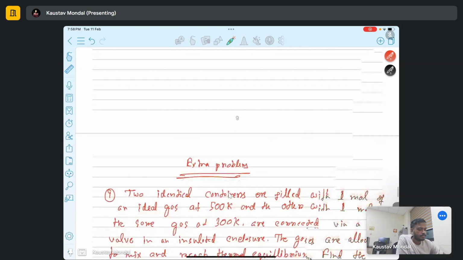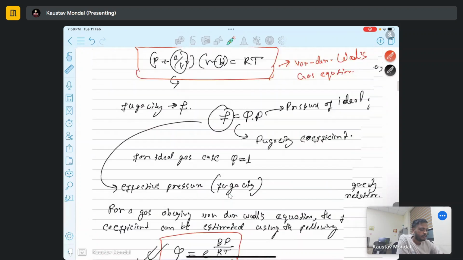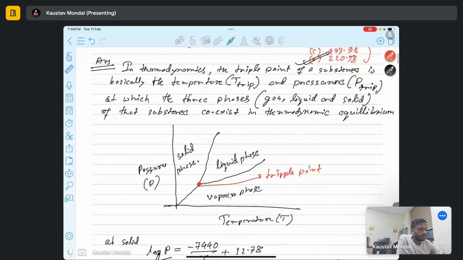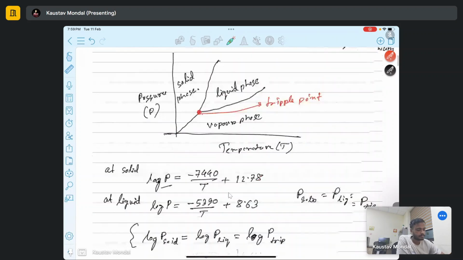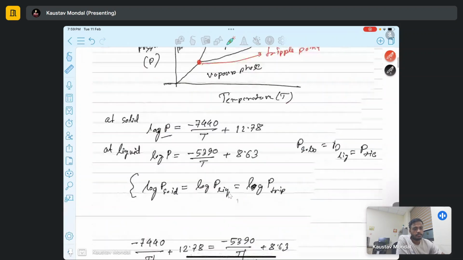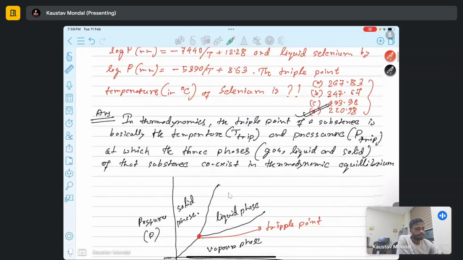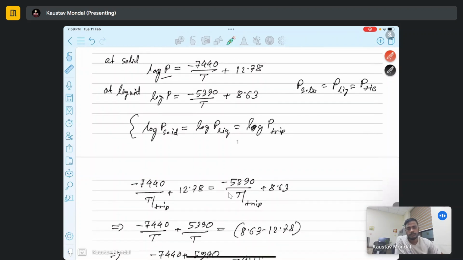So that's it. We have learned a lot of things in this tutorial. The first thing we learned is the triple point. Triple point is where all the thermodynamic phases, gas, liquid, and solid, coexist with each other at thermodynamic equilibrium. For the selenium problem, we calculated the pressure and temperature for the triple point in the first problem.